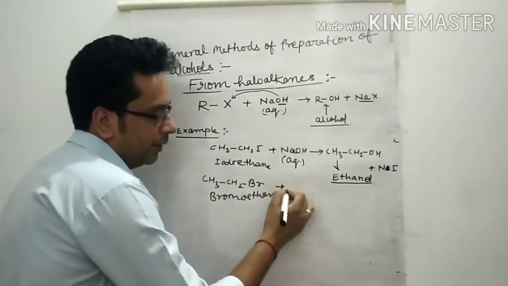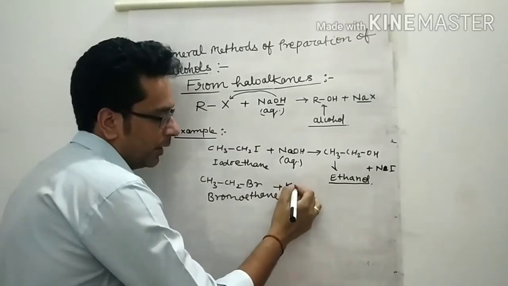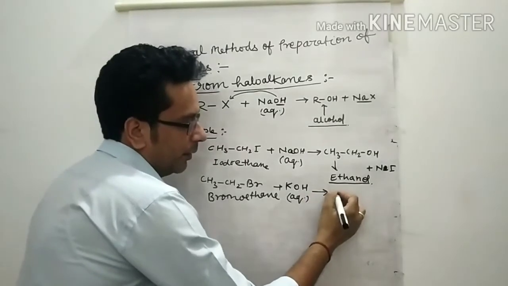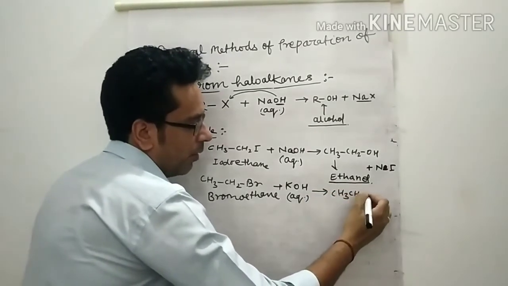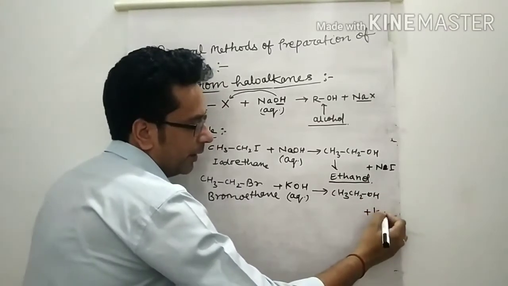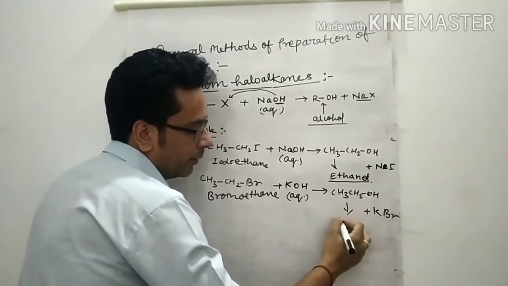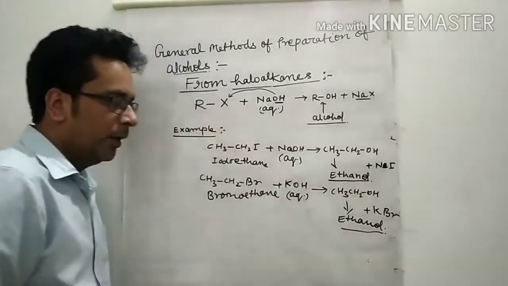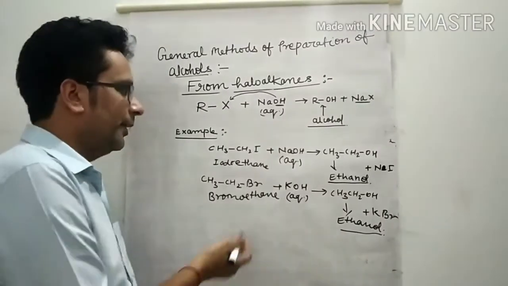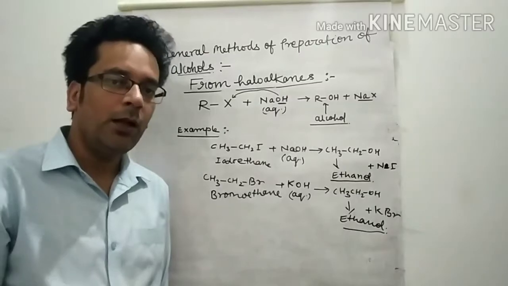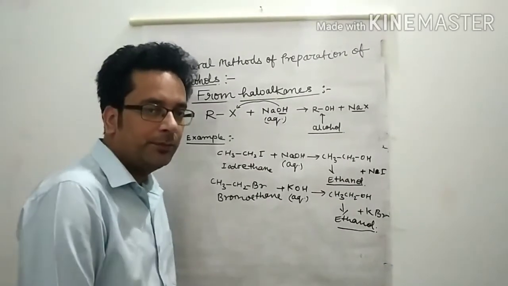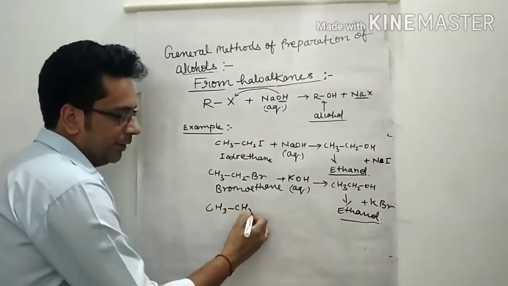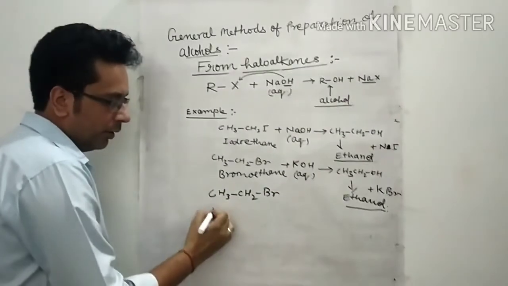Okay, it reacts with aqueous KOH to form CH3CH2OH plus KBr. Ethanol. Okay, so now by this method we can also prepare alcohol. Now next example, look here, CH3CH2Br, that is bromoethane.